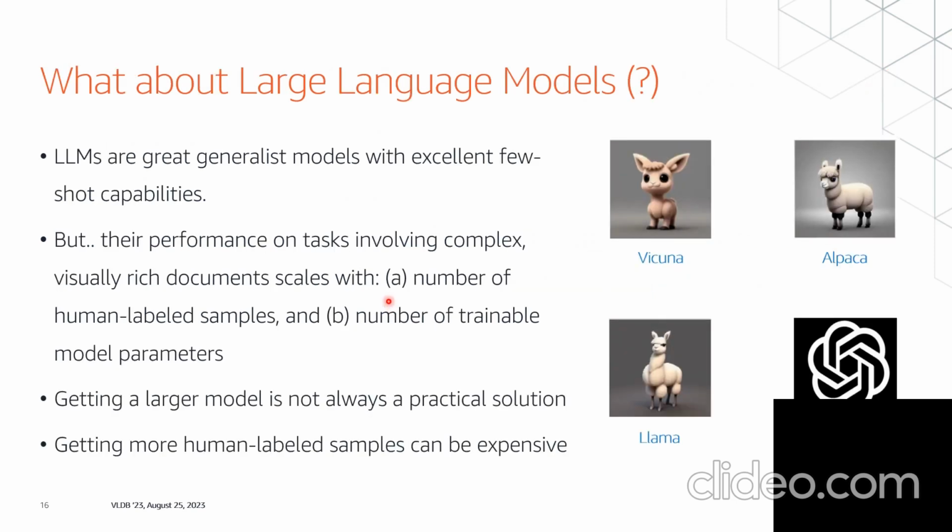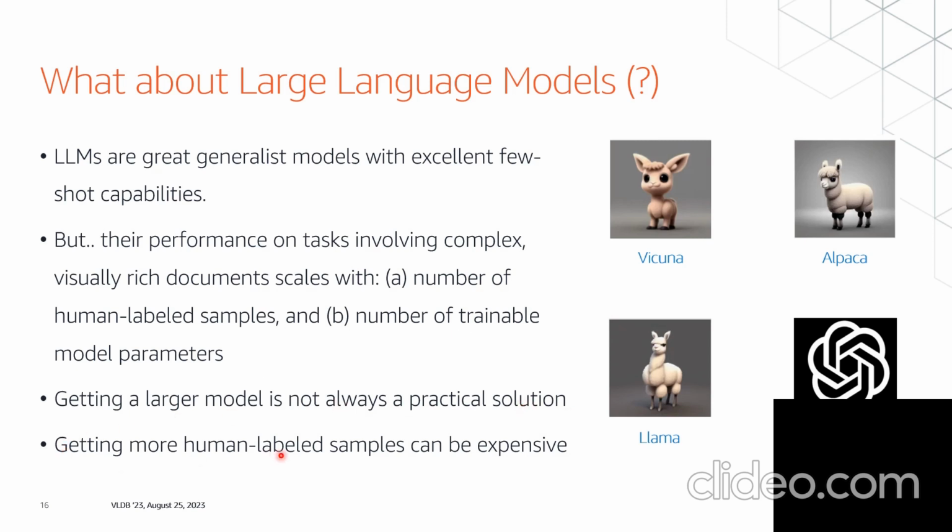Now, one follow-up question that one might also ask here is whether using large language models could be a solution. And we actually agree that it can be, but it cannot be used off the shelf or out of the box, as our experiments have shown. We see that large language models are great generalist models with excellent few-shot capabilities, but their performance on complex visually rich documents like web pages typically scales with the number of human label samples that are being used, either to demonstrate how to extract information from these complex documents or to fine-tune them, or the number of trainable model parameters that it has. Now, getting a larger model is not always a practical solution in an enterprise scenario.